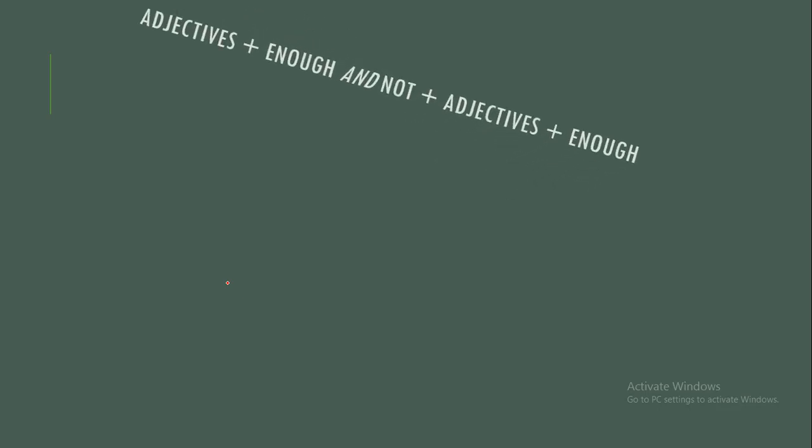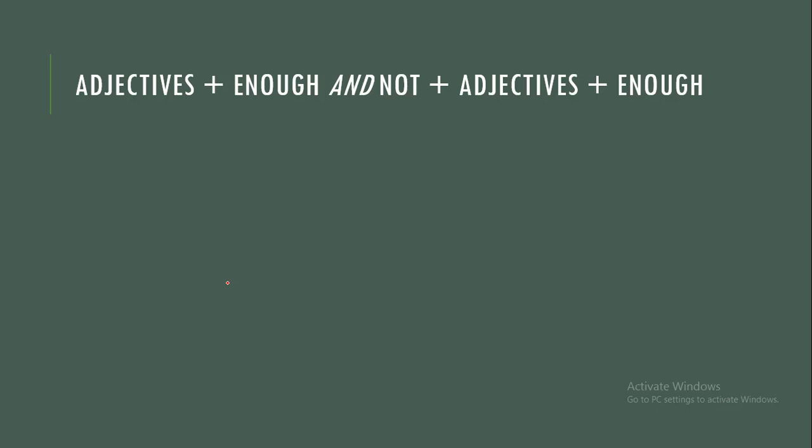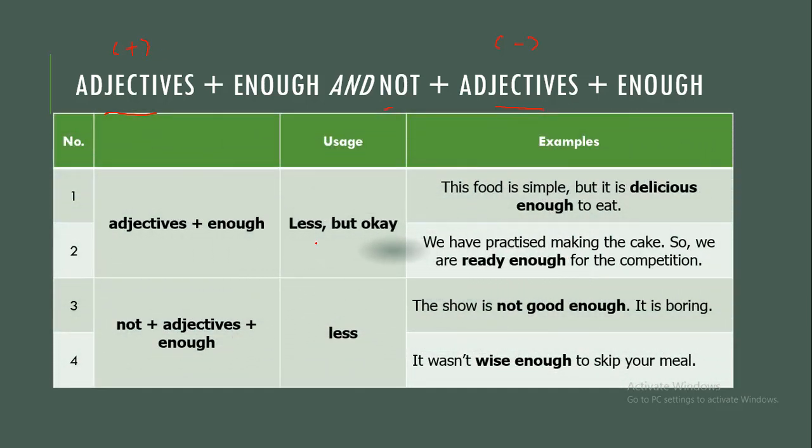Okay, now let's see this one. The first one is the adjective. In the previous one, which I have explained to you, that is about enough with the noun, now enough with the adjective. There is the not, which is negative, and this one, which is positive. Let's see one by one. We get this kind of information: adjective, enough, less, but okay. And after that, the usage here: less, okay, but okay.